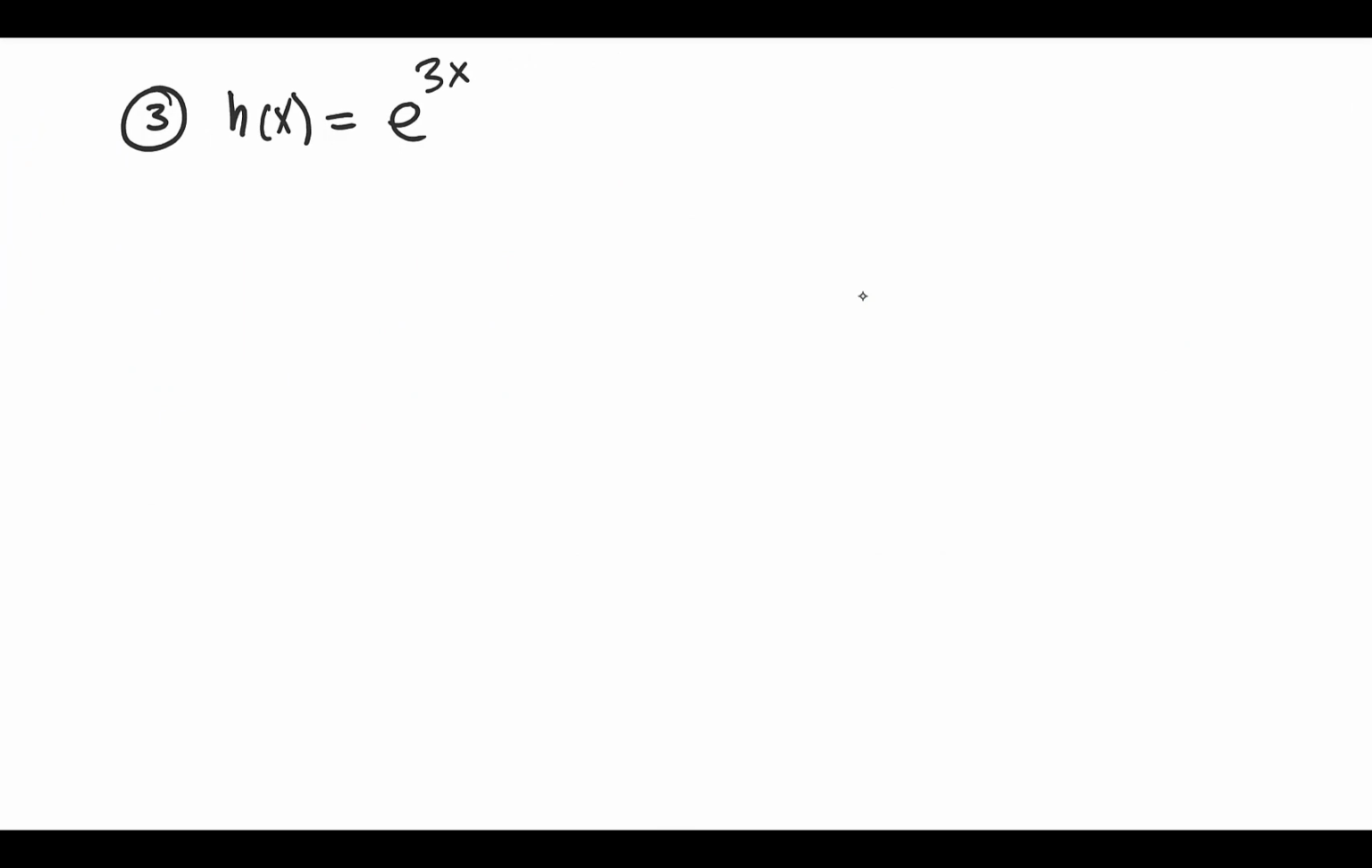What's the inside and what's the outside function? This is kind of where it gets a little weird. So inside, right? That's the 3x. So our g of x is equal to our 3x. Our g prime, that's equal to 3.